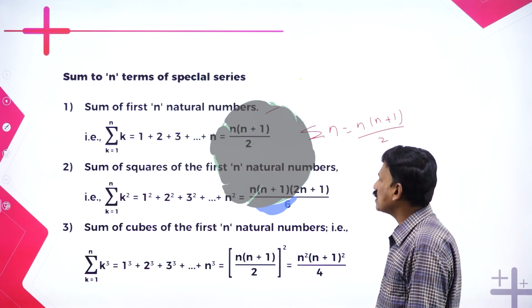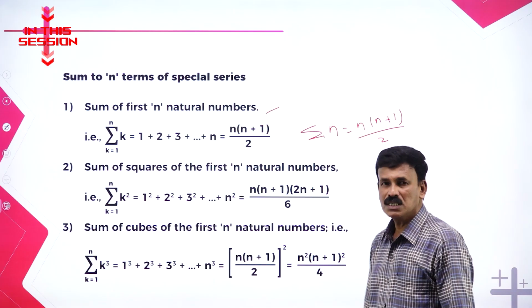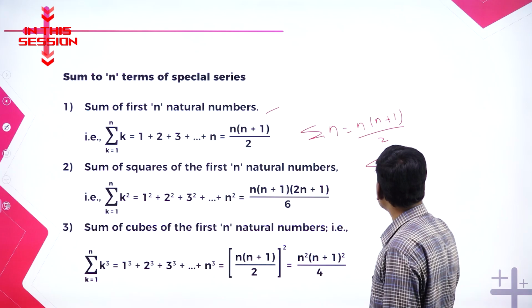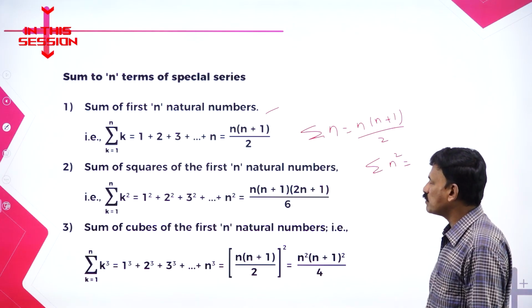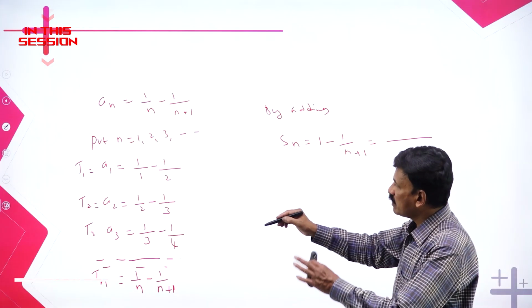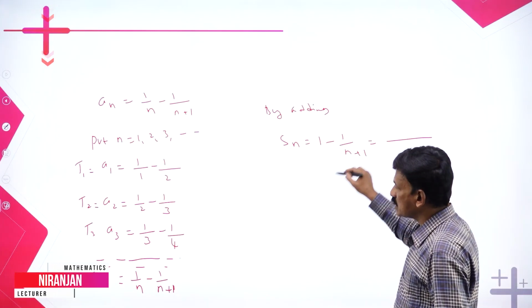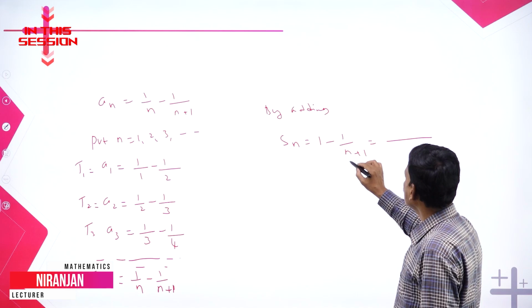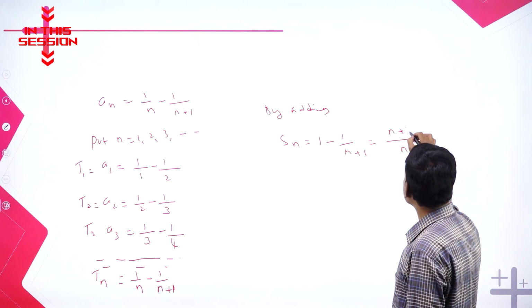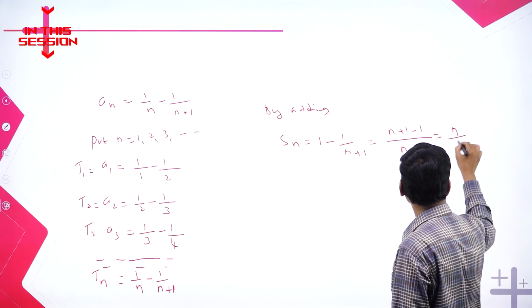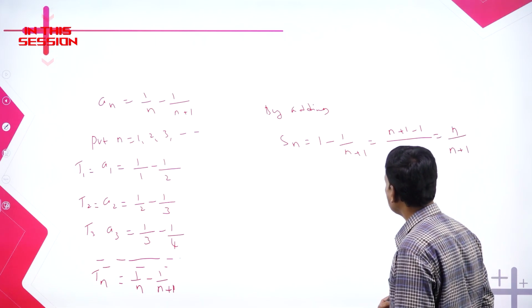Sum of the square of the first n natural numbers, that is sigma n square. Sigma n square is given by n into n plus 1 into 2n plus 1 divided by 6. Just by adding all these terms, you will get 1 minus 1 over n plus 1. So that's equal to, take LCM, n plus 1, cross multiply, n plus 1 minus 1, minus 1 plus 1 gets cancelled, n divided by n plus 1.